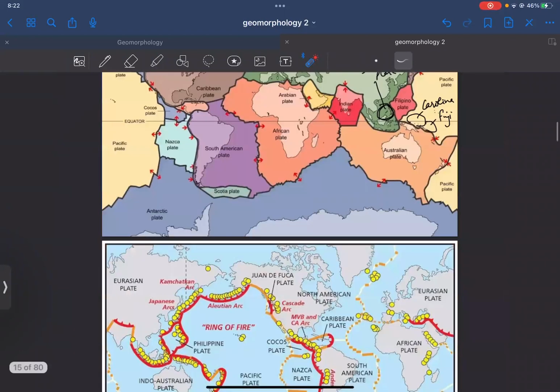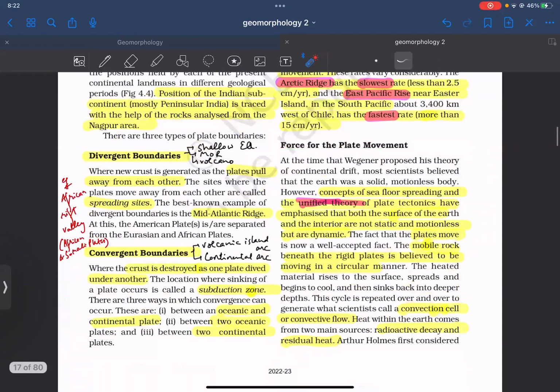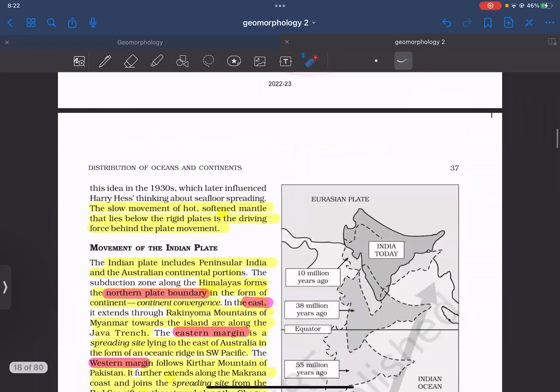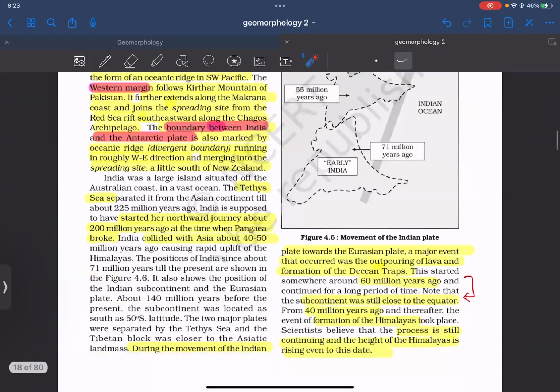Just keep this in mind, states of plate movement, because plates are moving differently at different phases. It is a unifying theory. We have already seen convection theory, how convection is created, radioactive decay, and residual heat. All right. Then there's one topic in our book, NCERT itself, movement of Indian Ocean plate.